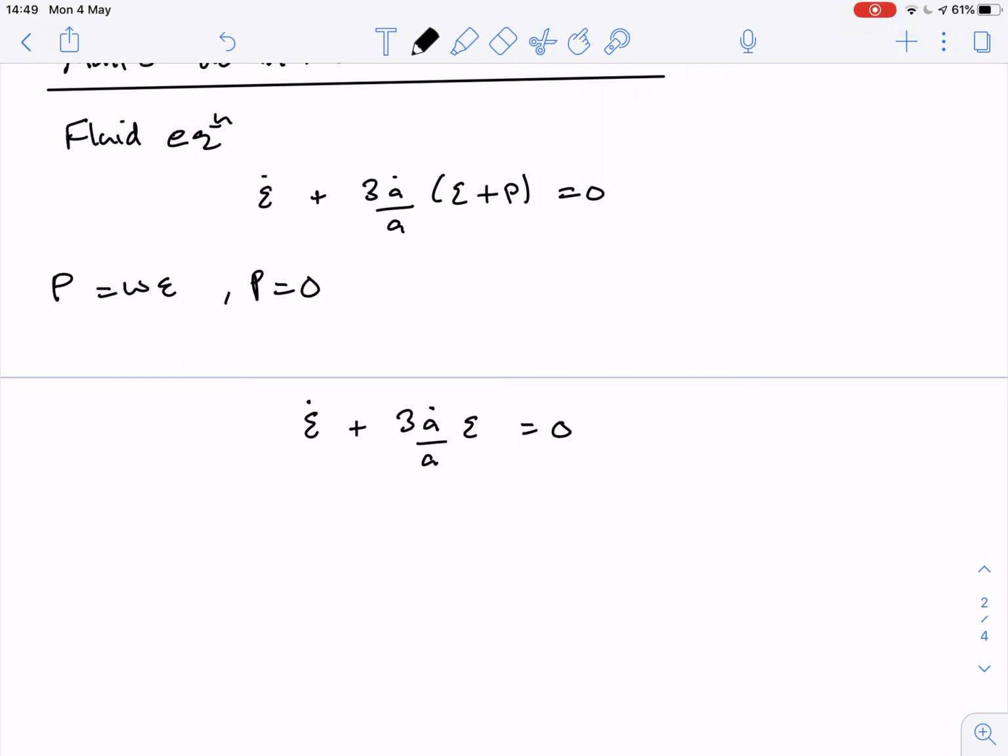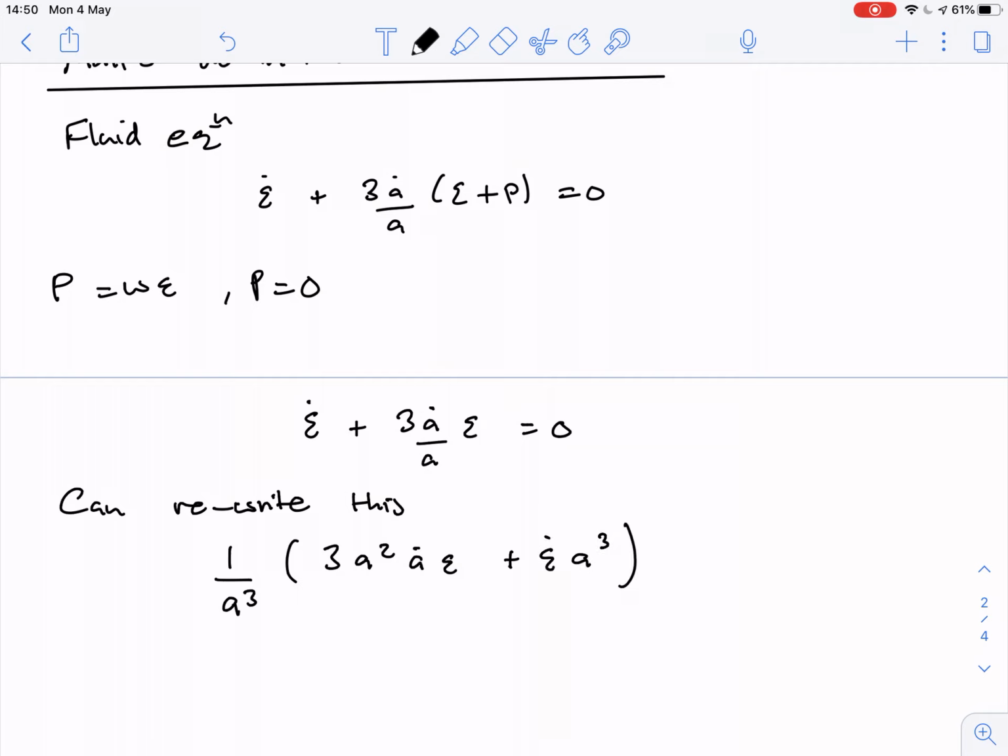And you can, if you want to, rearrange this and integrate it. I'll do that when I do radiation. But a slightly even simpler thing to do in this particular case is you can rewrite this as the following. Pull out a 1 over a cubed at the beginning, times 3a squared a dot ε plus ε dot a cubed. So essentially what I've done is multiplied top and bottom by a cubed.